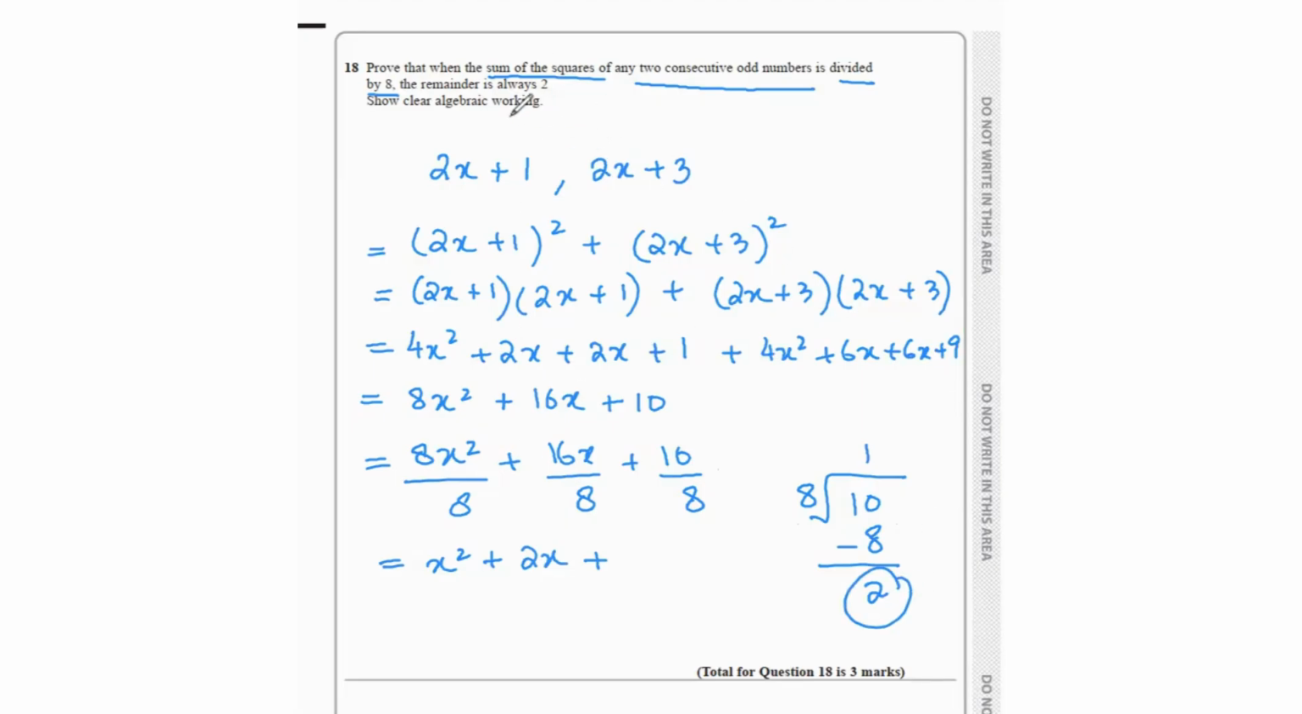So as you can see, it is the same as what the question was asking us to prove. Whenever we add the squares of any two consecutive odd numbers and divide the result by 8, the answer will always have a remainder of 2. And this is our remainder of 2.